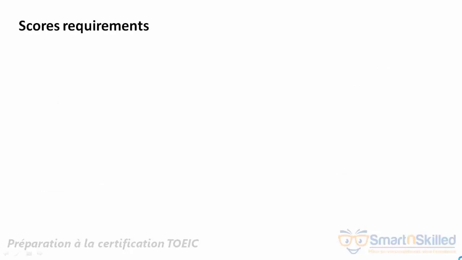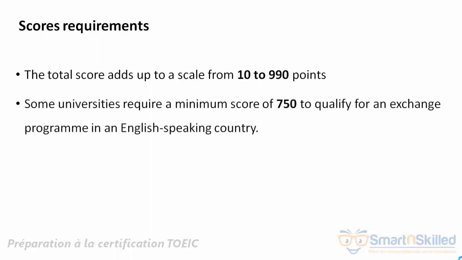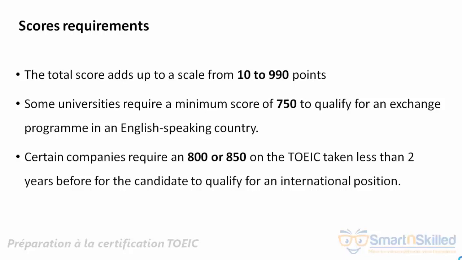Now, the scores requirement. Tout va dépendre de l'institution. The total score adds up to a scale from 10 to 990 points. Some universities require a minimum score of 750 to qualify for an exchange program in an English-speaking country. Certain companies require an 800 or 850 on the TOEIC taken less than 2 years before the candidate to qualify for an international position. Donc, pour un poste à l'étranger, il faut un minimum de 800 et bien sûr de moins de 2 ans.